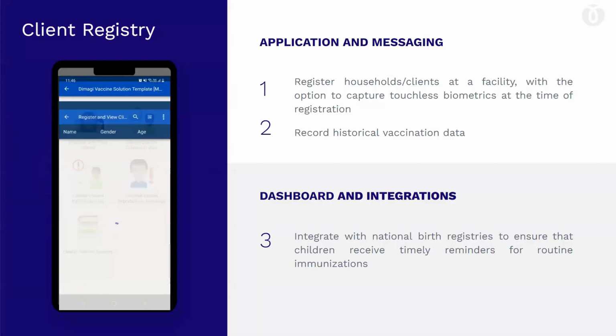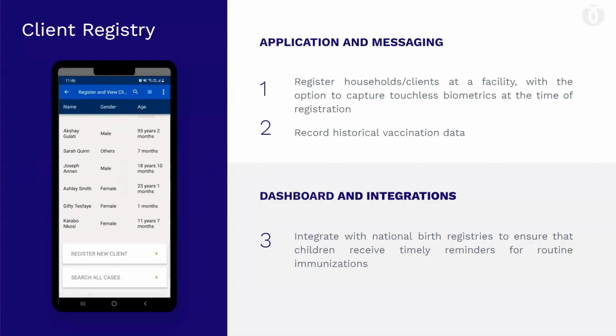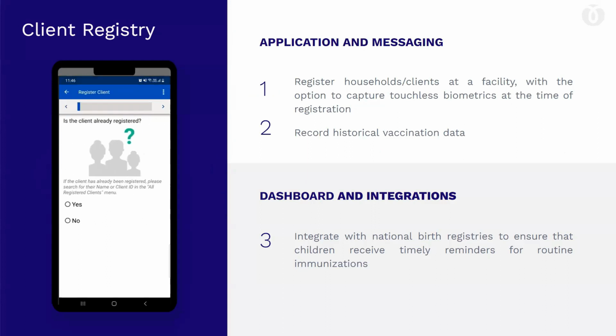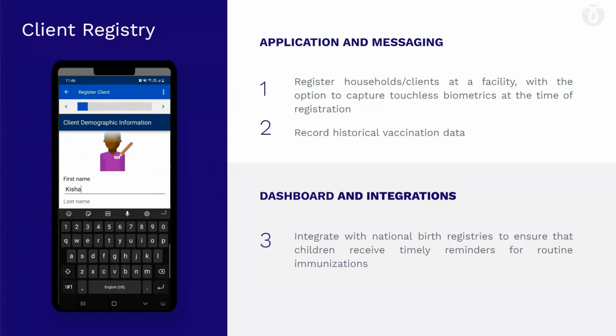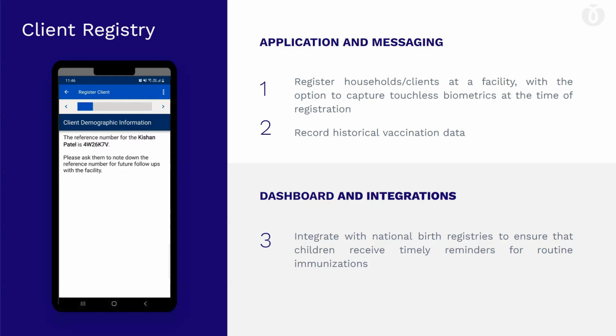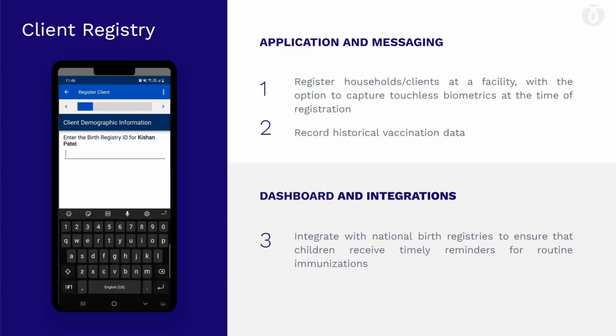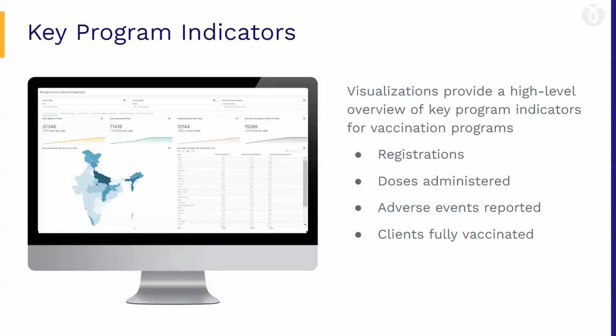The first component of the solution is the client registry, and this is the engine behind all of the other workflows. Clients can either be registered in the application directly or pulled into the system through an integration with an external system. Client details like age, sex, and occupation are used to calculate vaccine eligibility in other parts of the application. Using data from the client registry, the dashboard provides an overview of the number of clients that have been registered, along with other program indicators that are pulled from the solution components we'll review in the coming slides.